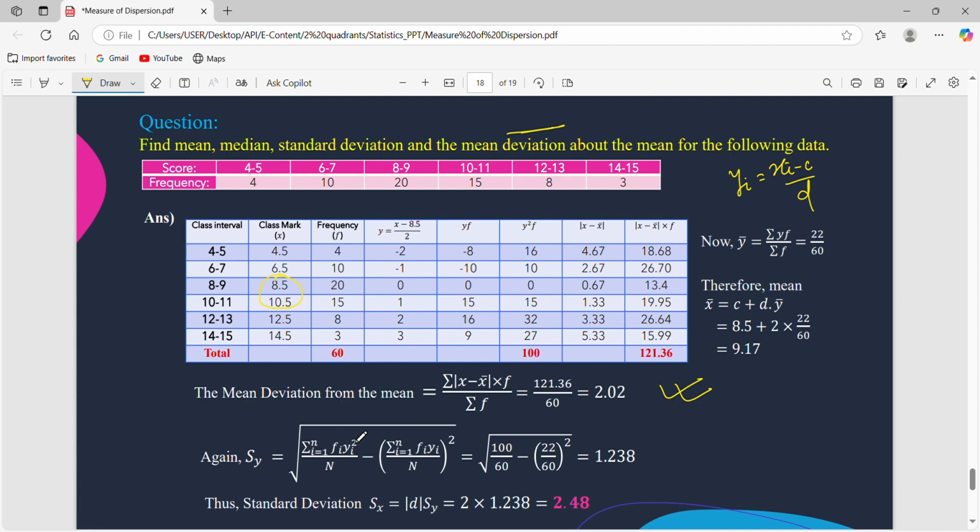So this is the value, and the standard deviation is equal to 2.48. So this is enough for measures of dispersion.